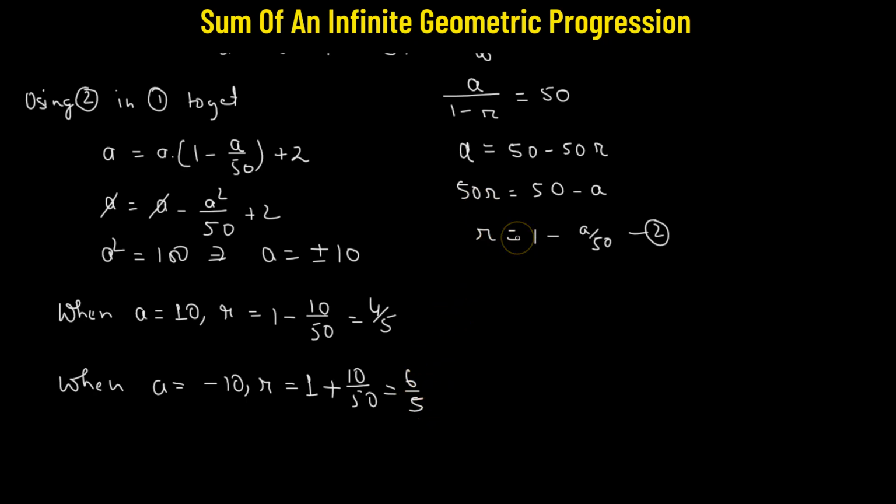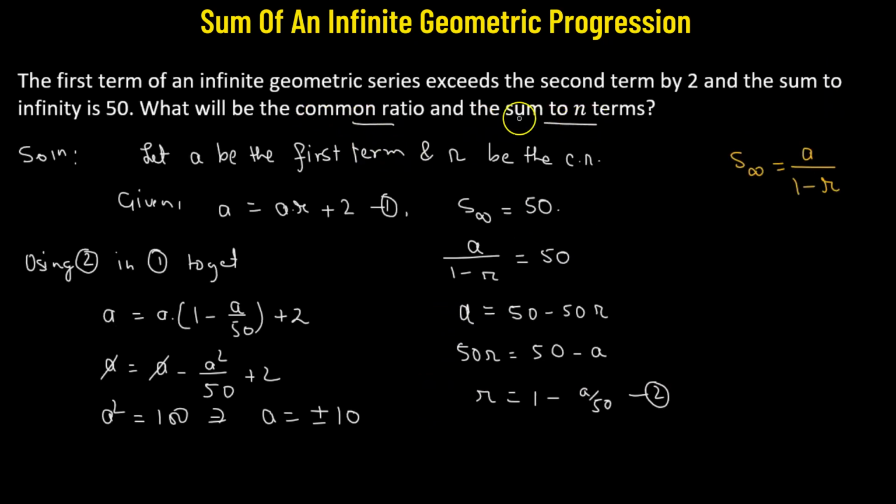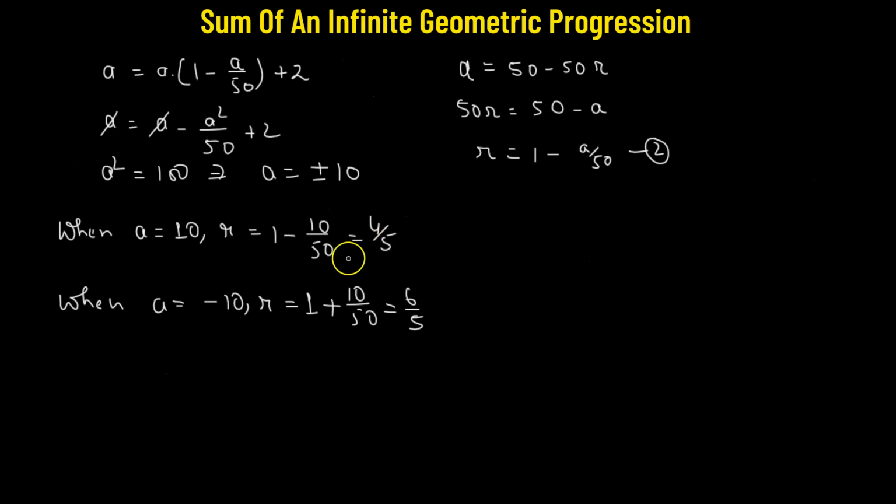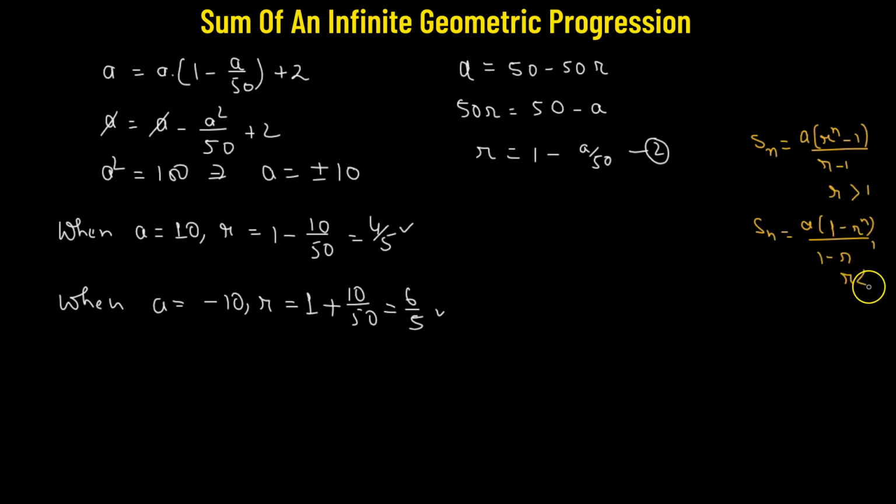Now, our task is to obtain the common ratio and the sum to n terms. We obtained the common ratio: in one case it's 4 over 5 and in the other case it's 6 over 5. Now we want to find the sum to n terms. We know that the sum to n terms of a geometric progression is given by A times R to the power of n minus 1 divided by R minus 1 whenever R is greater than 1. And if R is less than 1, then we have A times 1 minus R to the power of n divided by 1 minus R. So these are the two formulas that we will use.